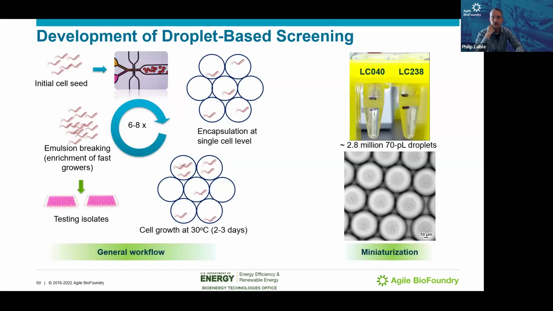So how does our approach work? It sounds sort of crazy to miniaturize this, but it's just a further development of, say, going from flask down to multi-well plates. And here we're now using aqueous droplets in fluorinated oils. We're able to take an initial seed of a parent strain of cells and distribute those individually within these small little droplets. And we get cell growth at rates and to densities that are very similar to what you would see at larger scale.